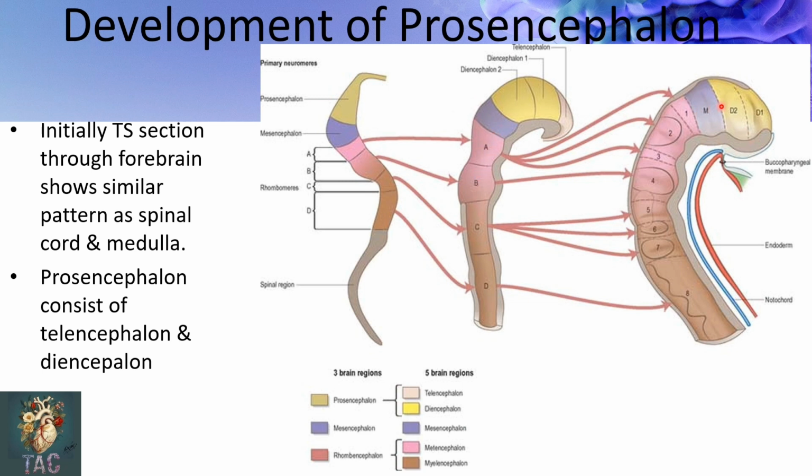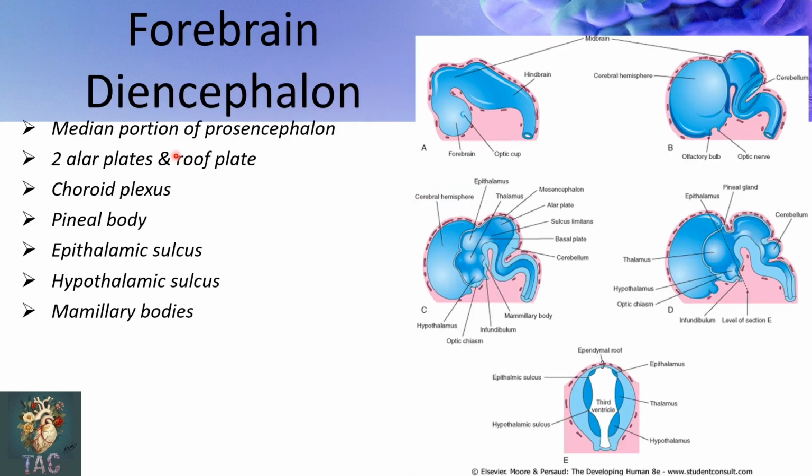Again in this area you can see the prosencephalon is developing. This is the area of the diencephalon and the mesencephalon. So prosencephalon consists of telencephalon and the diencephalon. So first we will discuss the diencephalon. The diencephalon is formed from the median portion of the prosencephalon. So please remember, this is the median portion of the prosencephalon from where the diencephalon is forming.